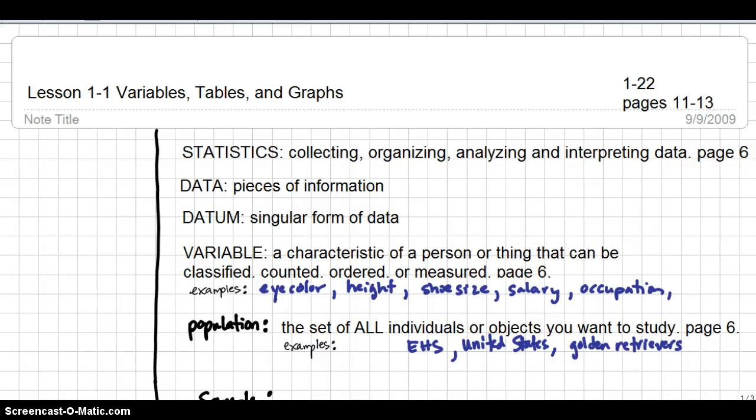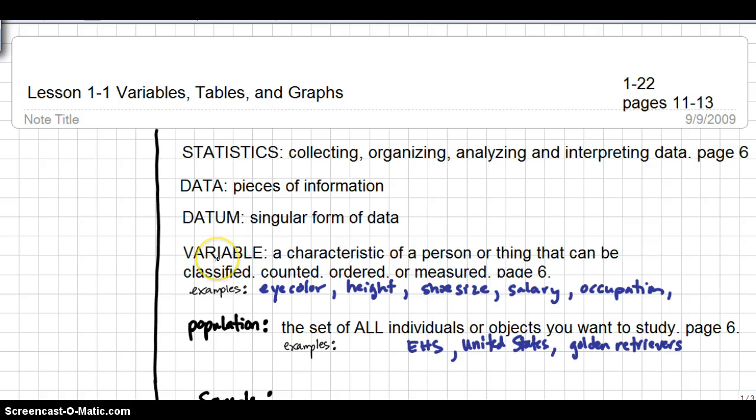This lesson is for FST, Lesson 1-1 on variables, tables, and graphs. The S in FST stands for statistics, and that is when you collect, organize, analyze, or interpret data. The data that you're collecting are simply pieces of information. If you're only referring to one piece of information, you would refer to that as datum. The thing that you're going to study is simply a characteristic or a variable.